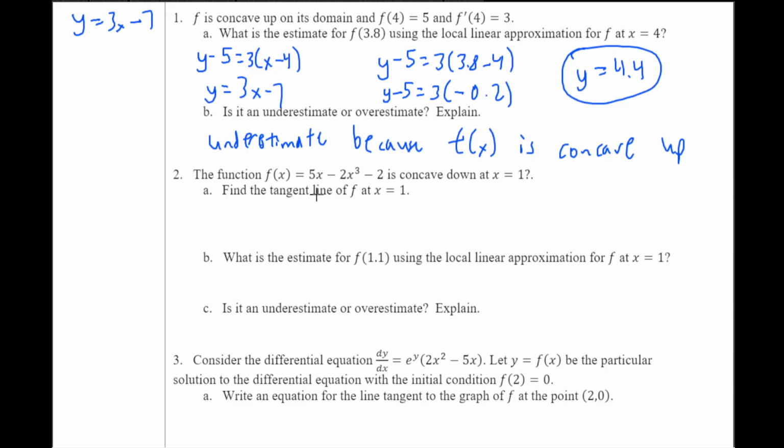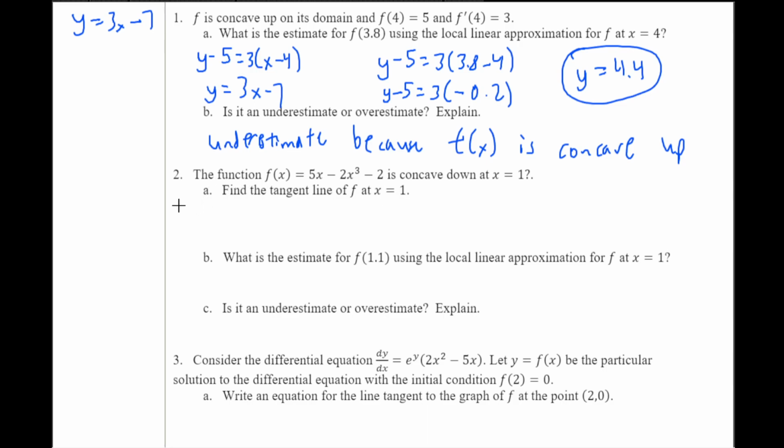The function f of x equals 5x minus 2x cubed minus 2 is concave down at x equal to 1. Find the tangent line of f at x equal to 1. You see in question 1 they gave you the x1, y1, and the derivative. Here they don't tell you anything. You have to figure it all out yourself.